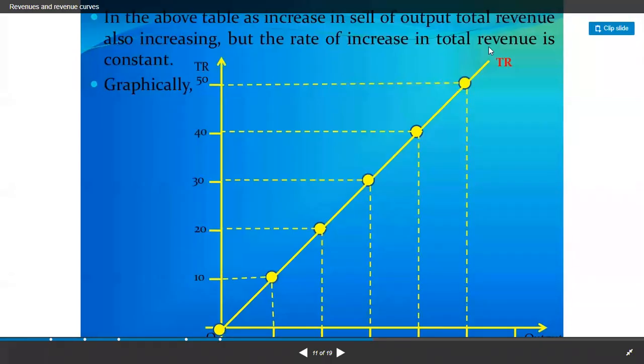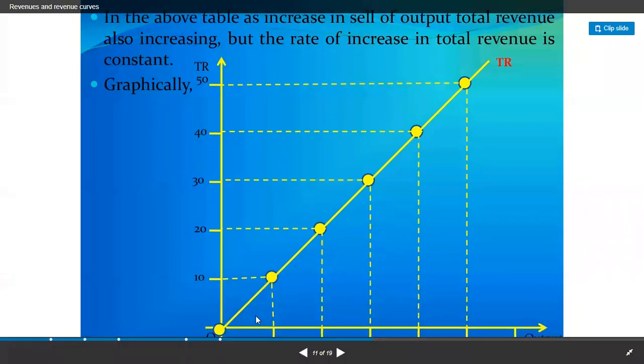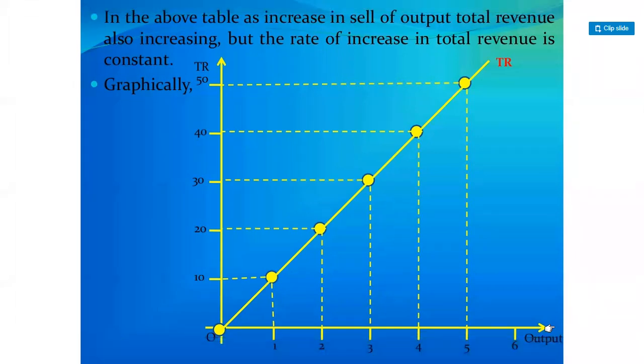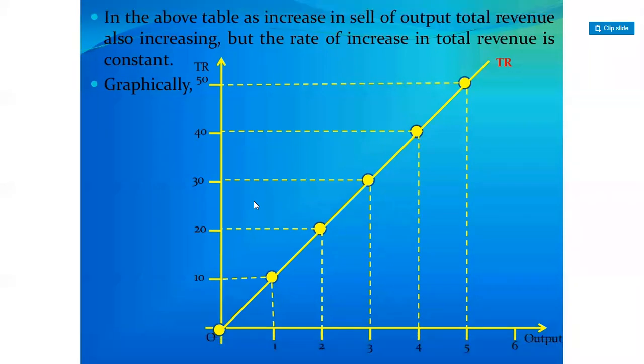So here we are discussing when the price remains constant. When the price remains constant, the firm can sell any quantity of the output that they want to sell, and the price will be fixed by the market. As a result, what happens? The MR curve and AR curve are horizontal straight lines parallel to the x-axis.